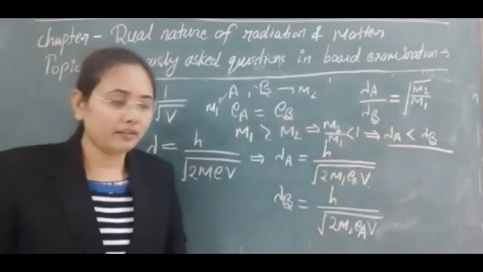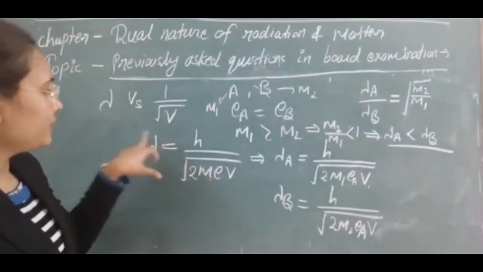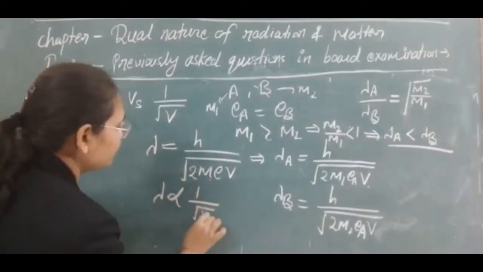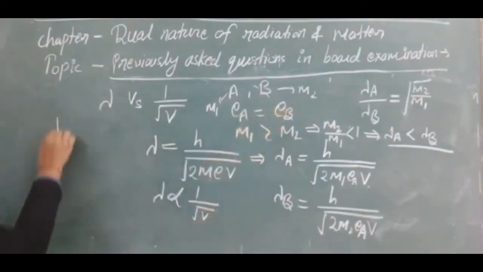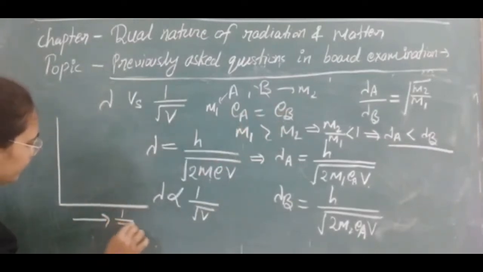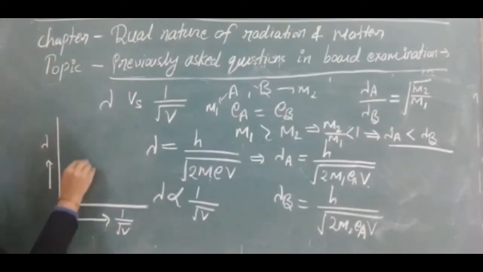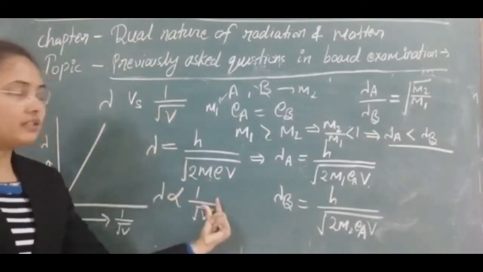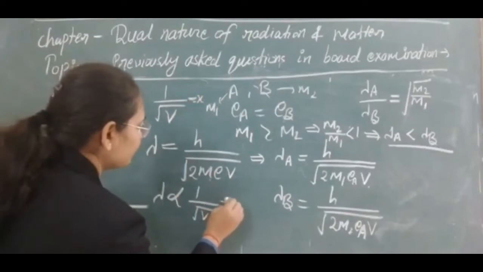Now let's plot the graph. The first question was that we have to plot the graph for it. As you see from this equation, lambda is directly proportional to 1 upon root V. Clear? Suppose on this axis we take 1 by root V, and on this axis we take lambda. Then we get a straight line. We can represent this whole quantity as x. Suppose I take it as x, so this is equal to x.